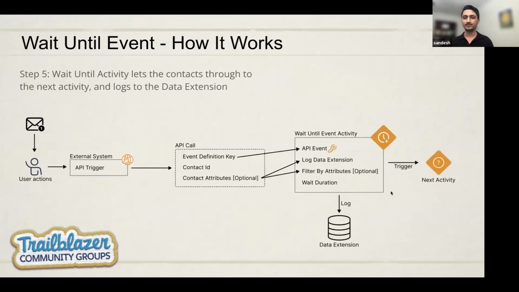And finally, when that happens, the wait until event activity does two things. One, it triggers and then sends the context to the next activity, which can be anything. In our case, it's creating a task in the CRM. And it additionally also logs those data, that contact attributes and contact ID, into the data extension that's configured.